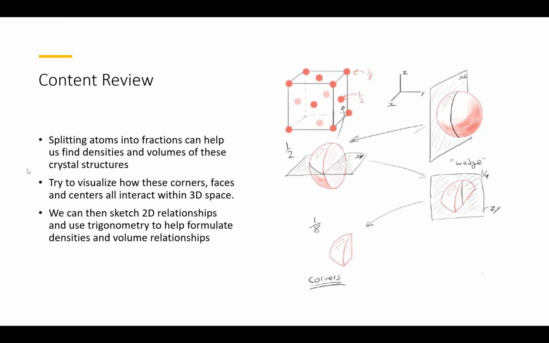And I'll just make a point here: try to visualize how these corners, faces, and centers all interact within a 3D space. It can be tough since everything's on a 2D plane, but try to see it. And we can sketch 2D relationships and use trigonometry to help formulate densities and volume relationships. So we'll see that in the upcoming slides.